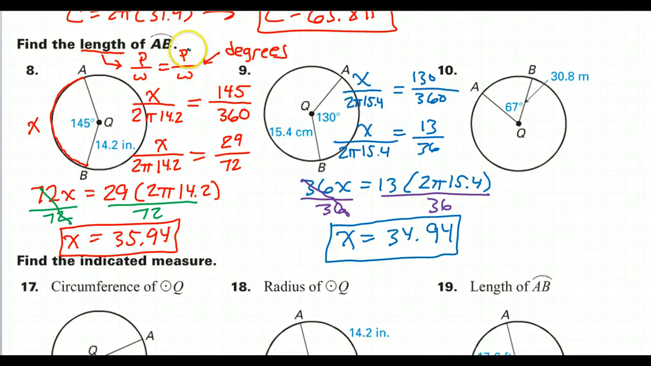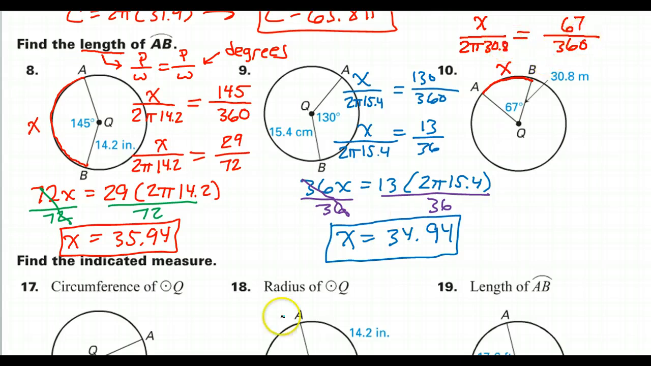So once again, we're going to do part over whole degrees equals part over whole length. I'm going to set it up right here. Part over whole degrees, so that's 67 over 360. Now part over whole length. The arc length AB, we don't know it, call it x. The total length is the circumference, 2 pi r, so that's 2 pi 30.8.